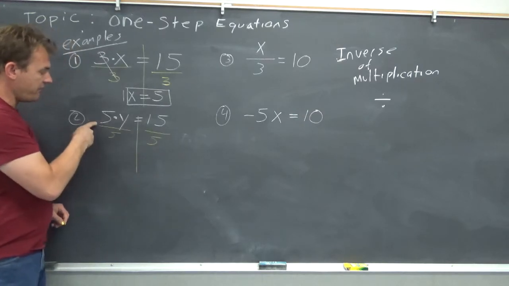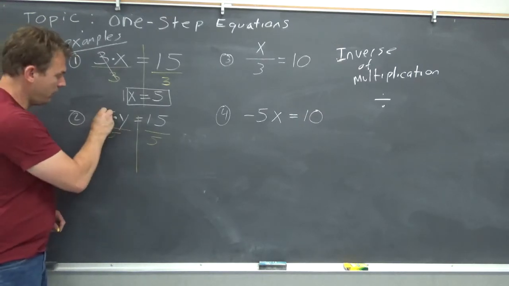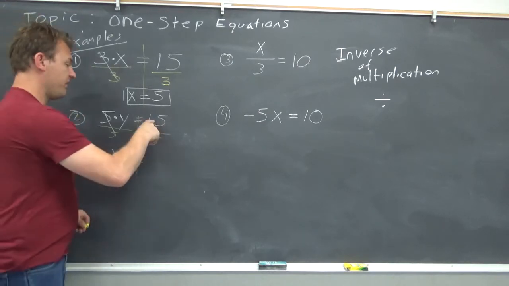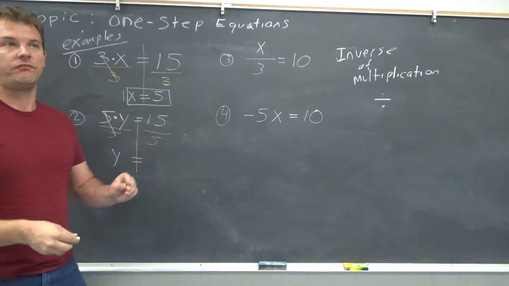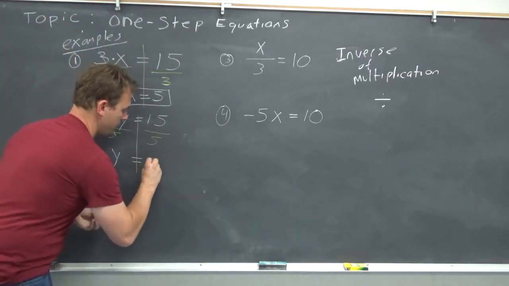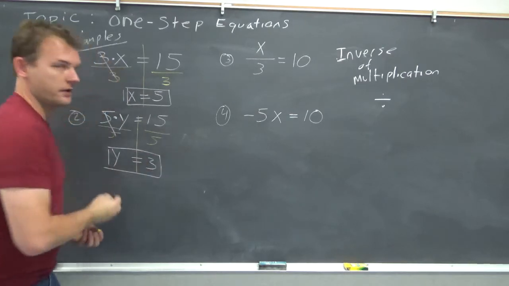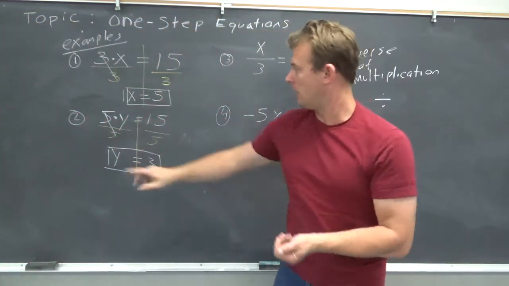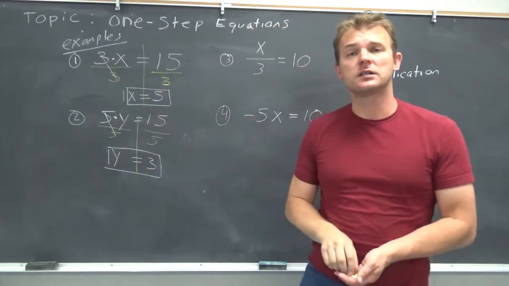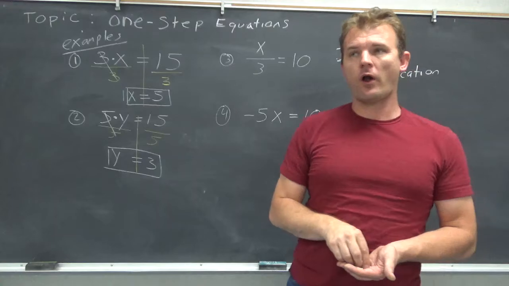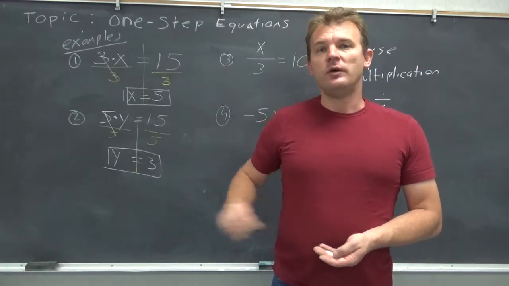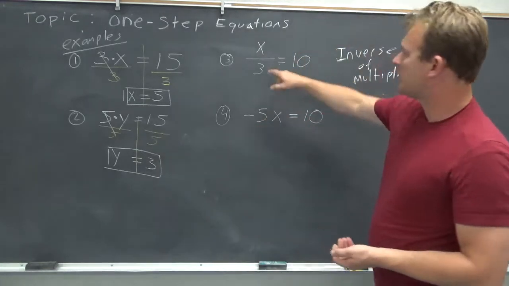Well, what is 5 divided by 5? 1. But remember, I'm not going to write 1 anymore. And what is 15 divided by 5? Well, 5 times 3 is 15. So that's just going to be 3. And there you go. And you can check. You can go 5 times 3 is 15. It works. So check your work. And I'm going to require you to do that, to check your work, because that determines if you got the right answer. Okay, try this one.